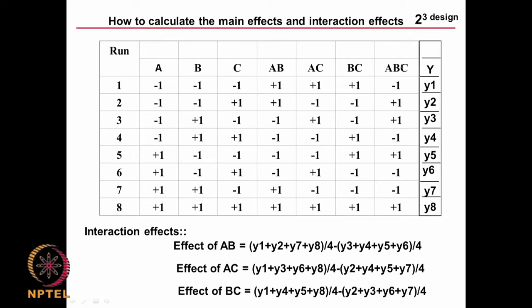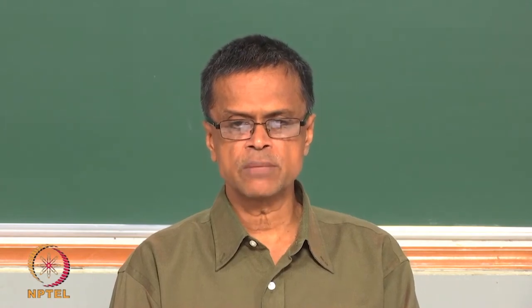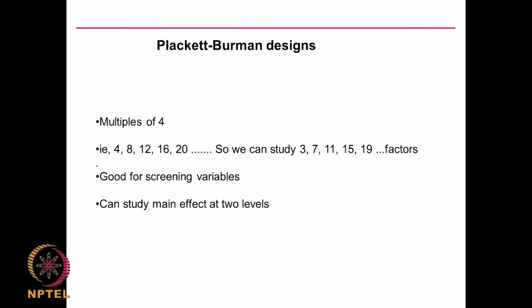So you see the factorial tables are extremely useful. It tells you how to plan the experiments, it tells you how to do the analysis later and do the various calculations. So that is the main advantage of this type of factorial designs, okay. So it is very nice, okay.